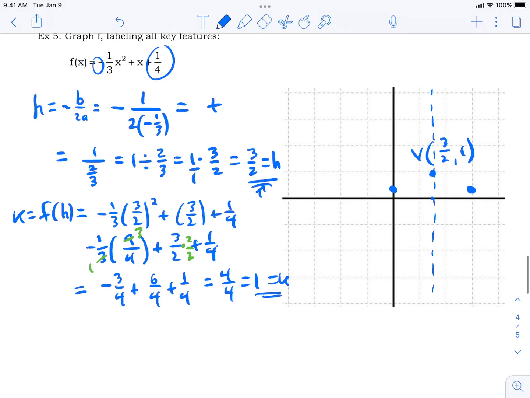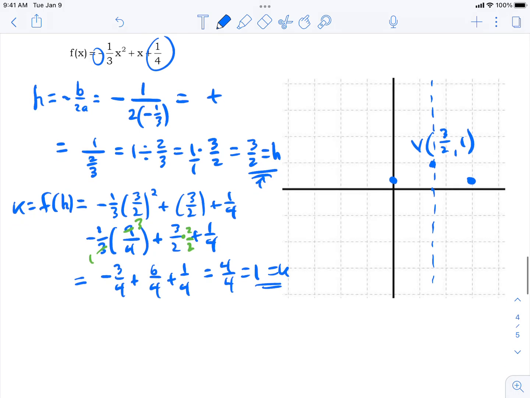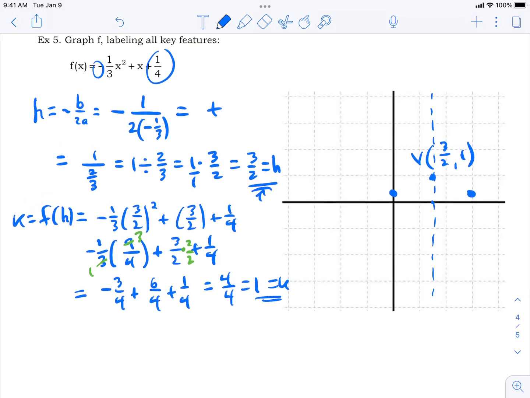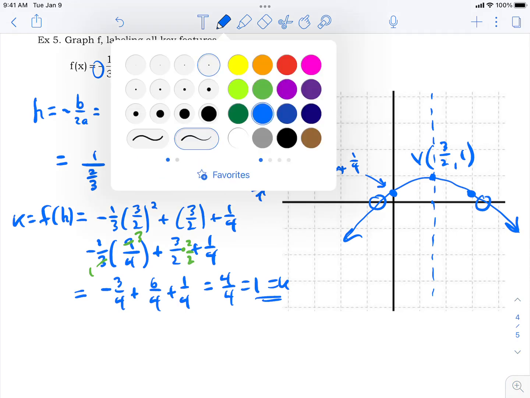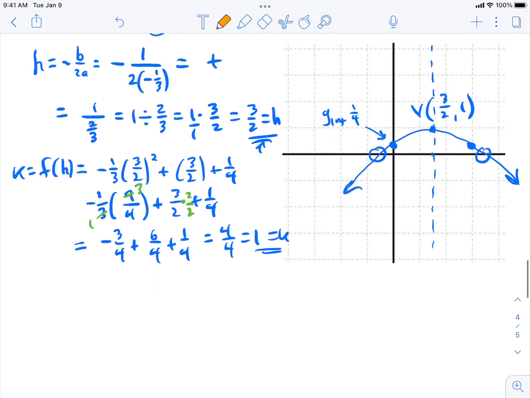Now, let's see. How should I do this? What would be nice is to get the x-intercepts. I already kind of see what the parabola is going to look like, don't I? It's going to have to go something like this, right? I don't even really need any more points, except, if I want to list all the key features, I should list what these x-intercepts are. We already have the y-intercept, a fourth. Let's solve for the x-intercepts. Then I think we'll pretty much be done.